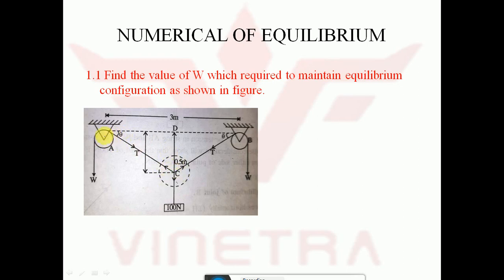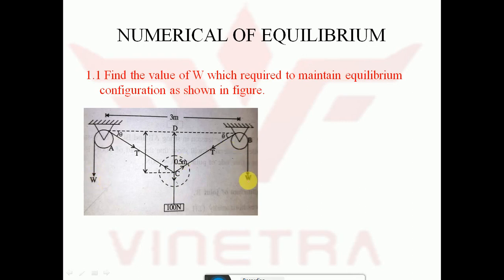Okay, so the distance between these two is 3 meters, and the vertical drop, from here to here, is 0.5 meters. Now we have to calculate the value of this W. This is tied with a string. These are the strings or cables. Since they are in tension, T is showing they are in tension. These are the arrows, and this is the weight of 100 Newton acting in the downward direction. Now we need to find out the value of this W.